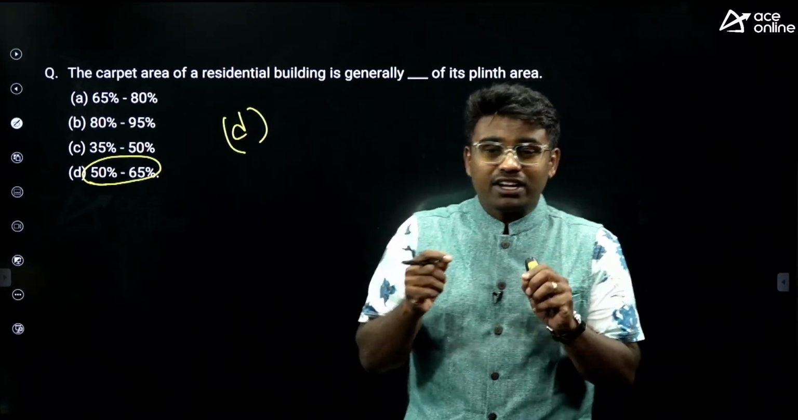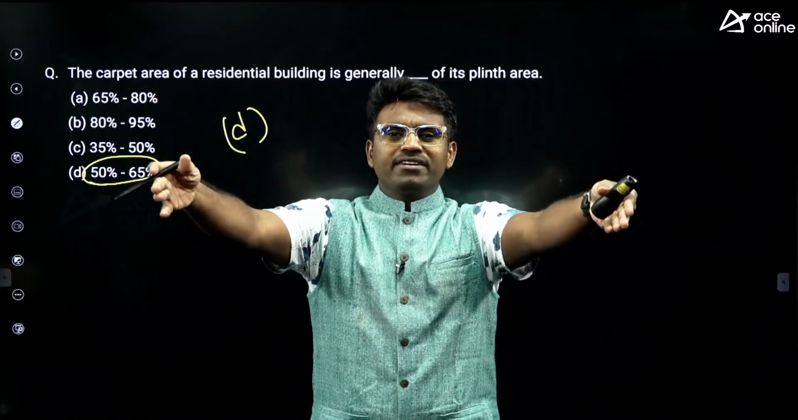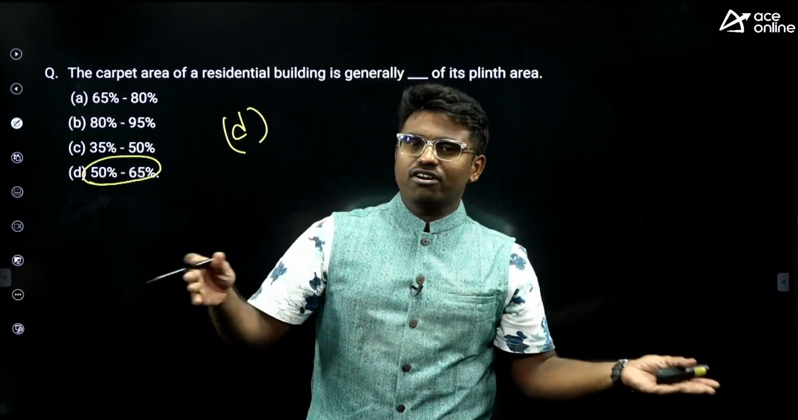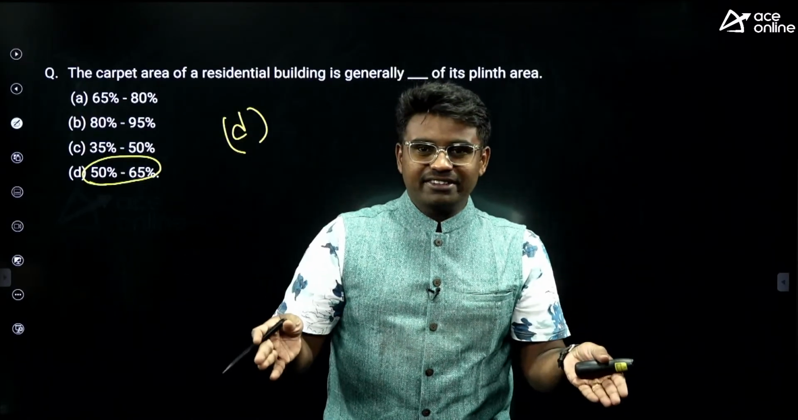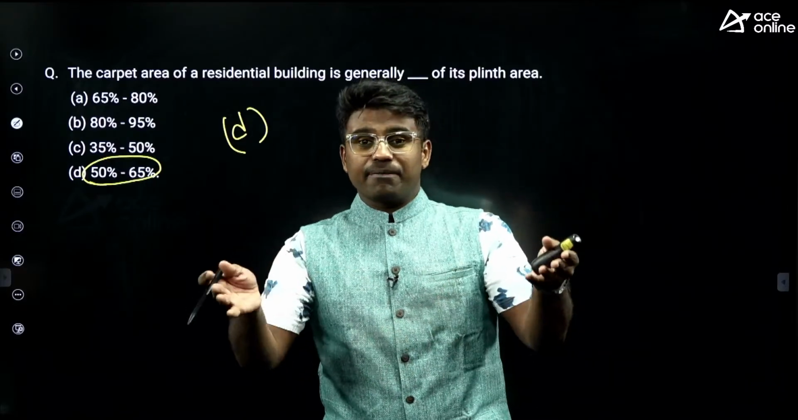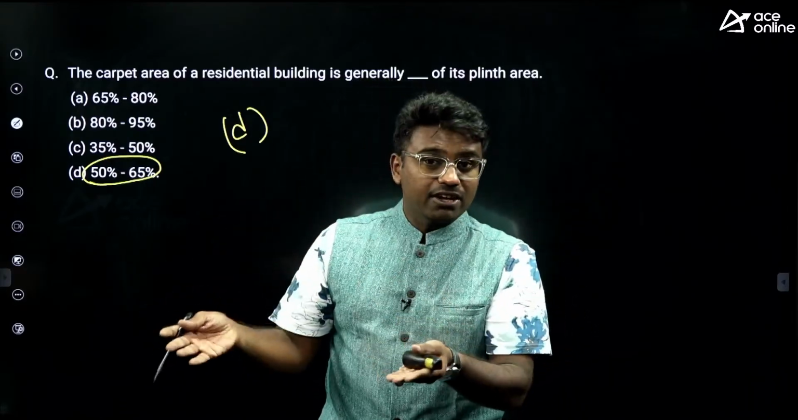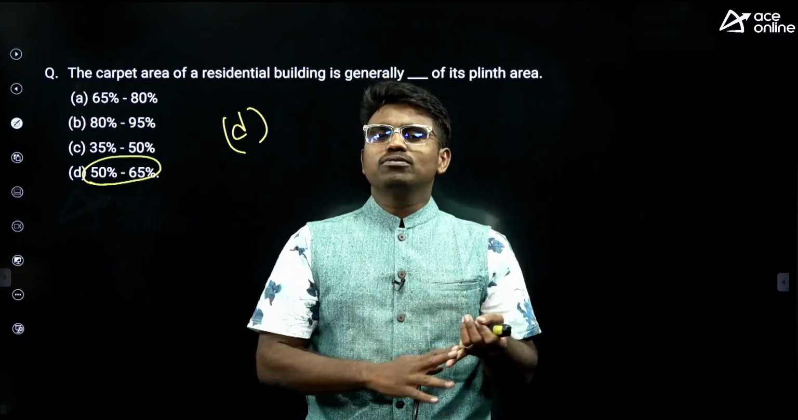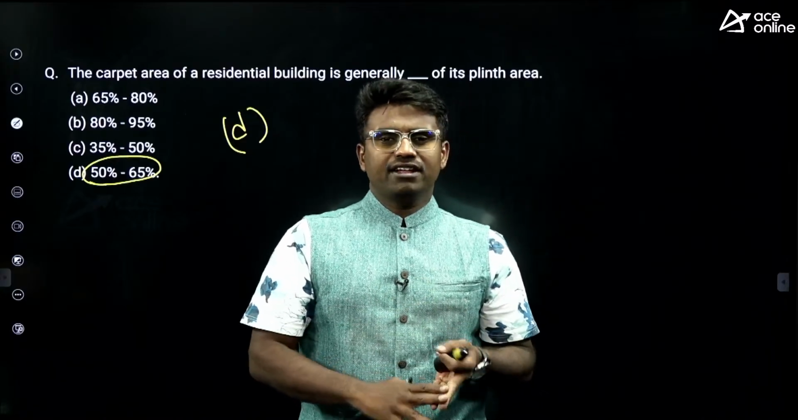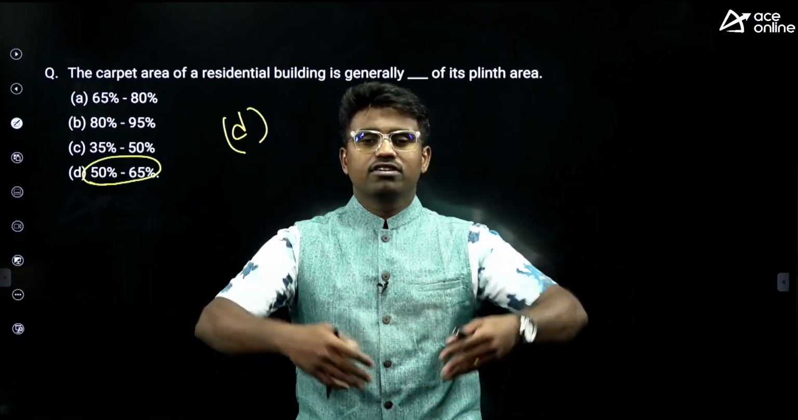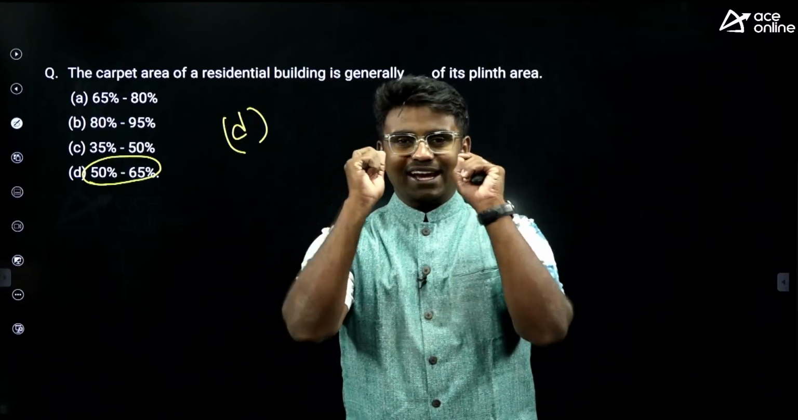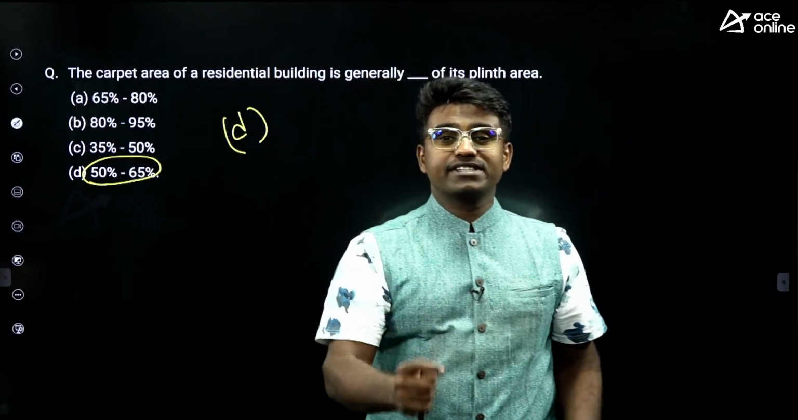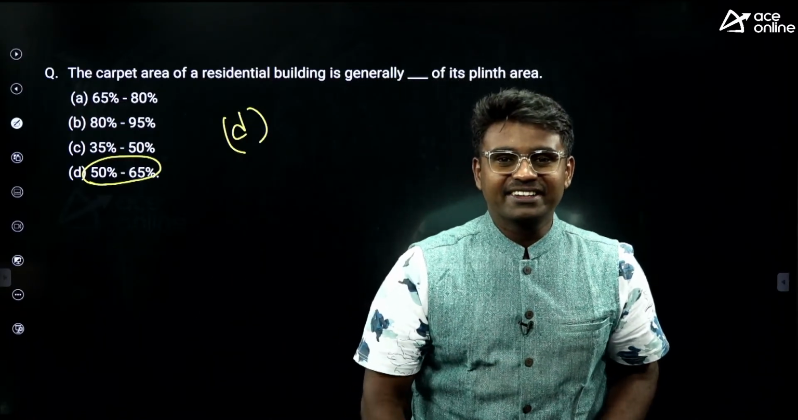Carpet area means wherever you can lay the carpet; only that is called carpet area. The remaining is floor area. In the bathroom, the utility area or the kitchen, do you lay the carpet? No. Bedrooms, dining area and living area are the places where you lay your carpet. That is called carpet area. So carpet area is around 50 to 65% of the plinth area.